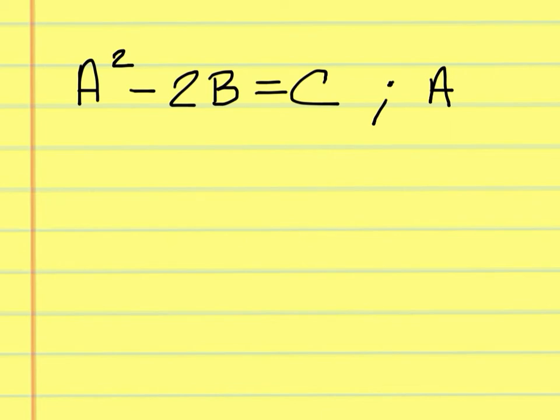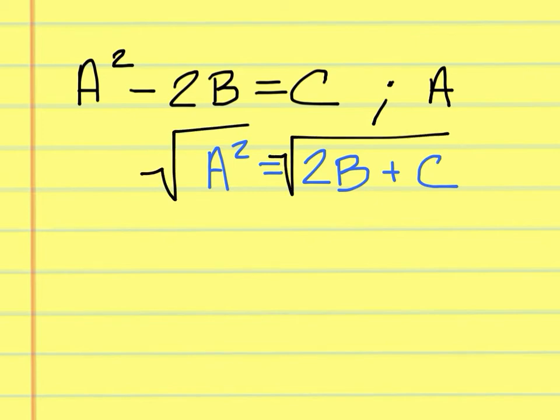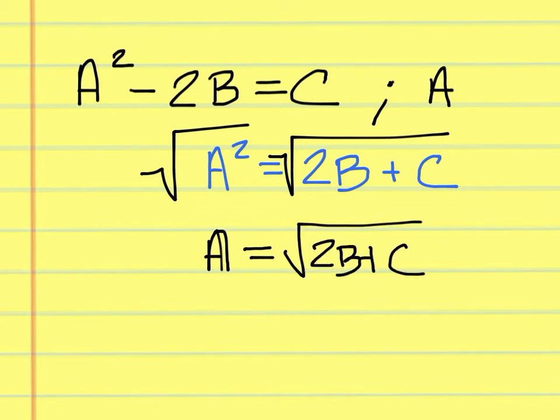We want to keep A squared on the left and move the 2B over to the right side. And it'll become positive 2B and then plus C. So you'll need the square root of both sides to get A equals the square root of 2B plus C.